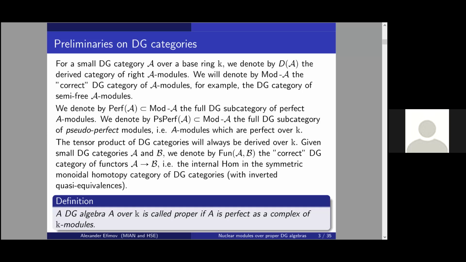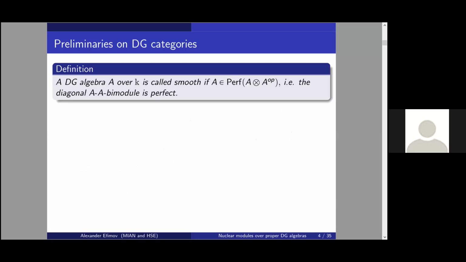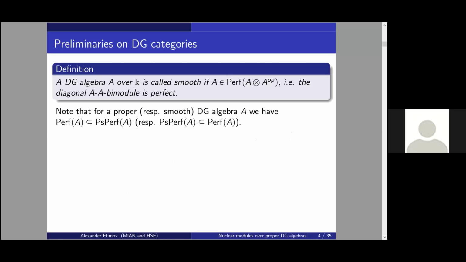Now the basic definitions, which are due to Kontsevich. A DG algebra is proper if it is perfect as a complex of k-modules, and the DG algebra is smooth if the diagonal bimodule is perfect. So you can think of the condition as A having a finite resolution by finitely generated projective bimodules. An almost trivial observation: for a proper DG algebra, we have an inclusion, perfect complexes are contained in pseudo-perfect, and for a smooth DG algebra, we have the reverse inclusion, pseudo-perfect are contained in perfect.